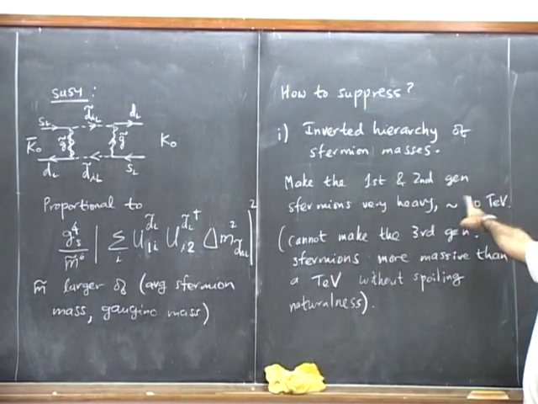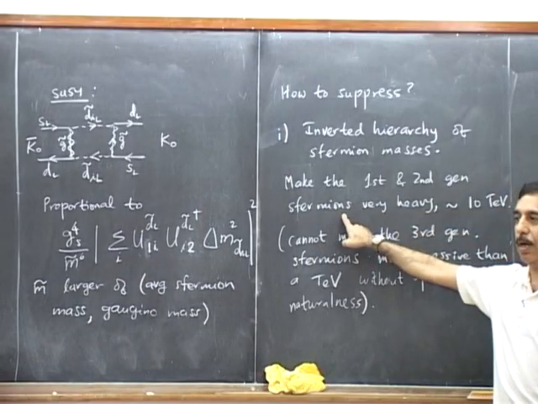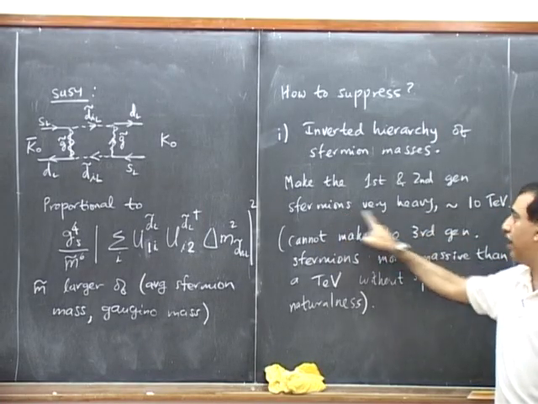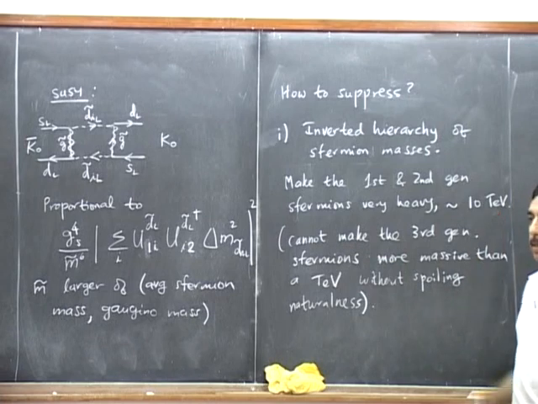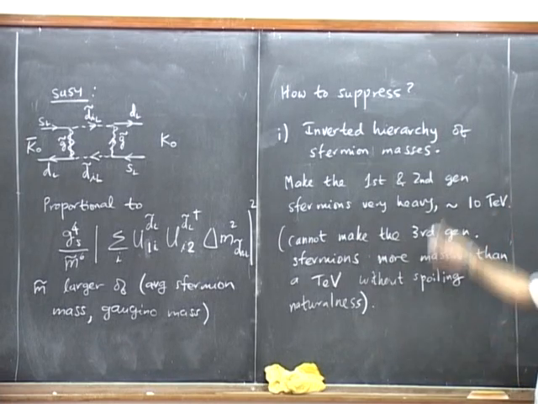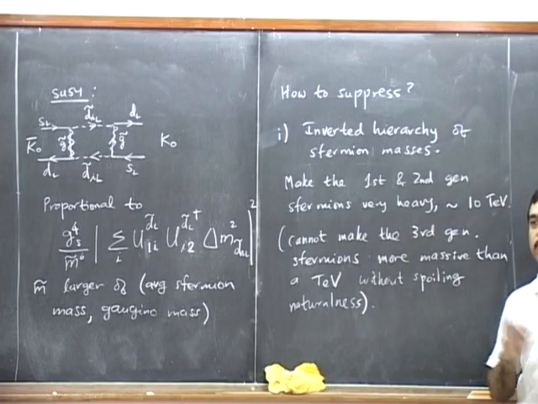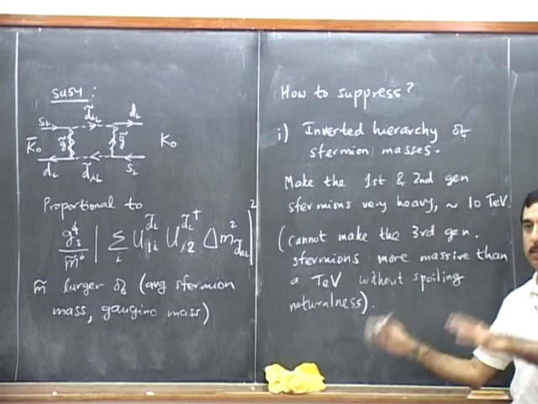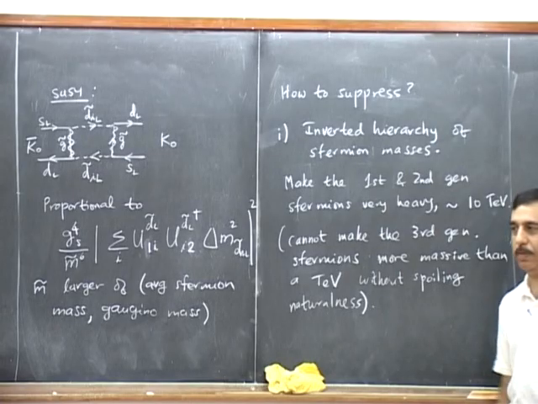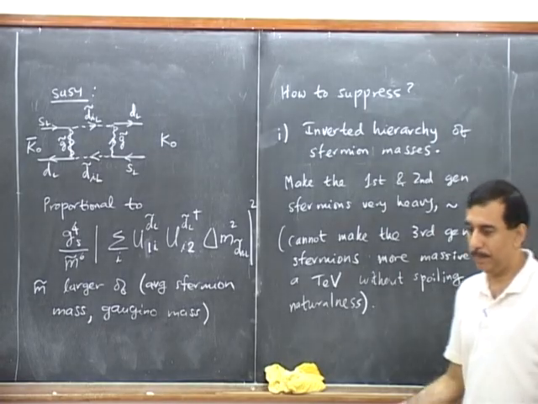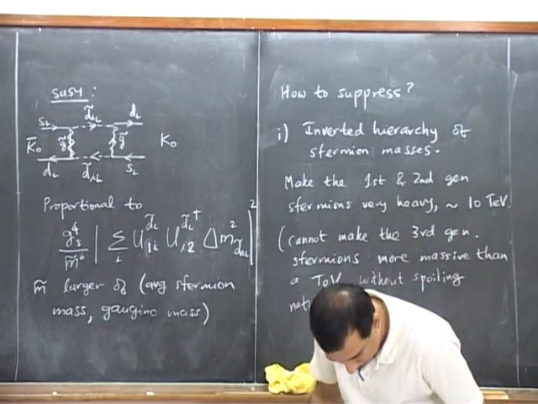On the other hand, the first two generations of fermions couple through their Yukawa coupling, which is much smaller, and so they have the freedom to be as heavy as 10 TeV. Okay? And now it's pretty clear why we have an inverted hierarchy. In the first and second generations, the fermions are lighter than the third generation, but these fermions are heavy. Okay, so that's the solution.